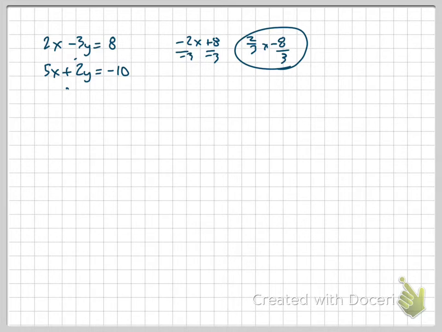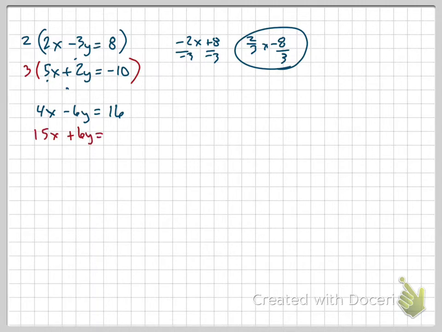Now, 2 does not go into 5 perfectly unless you want to multiply by 2.5, which no one really wants to do. And I can't do it with the y's, so I might have to multiply both of them by something. I'm probably going to get rid of the y's first because one's already negative and one's positive. They're already opposite signs. So what's a number that 3 and 2 go into? 6. So if I multiply this by 2, that gives me 4x minus 6y equals 16. You agree with that? What am I going to multiply the other one by? If I multiply it by 3, that gives me 15x plus 6y equals negative 30.